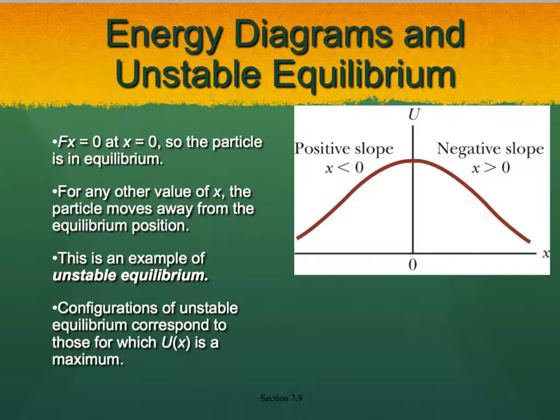An example of this would be if we try to balance a pencil on its very point. Any place that we move it other than that exact point, where we could say x equals 0, is going to be some movement away from that equilibrium position. So that would be an example of unstable equilibrium.